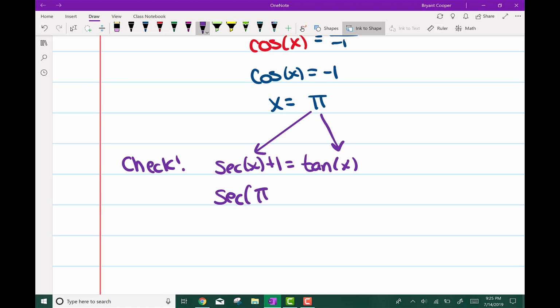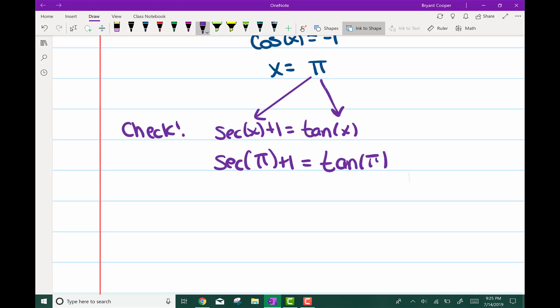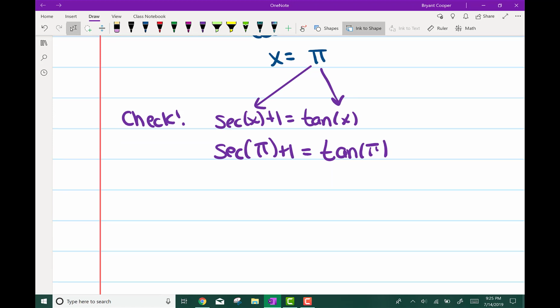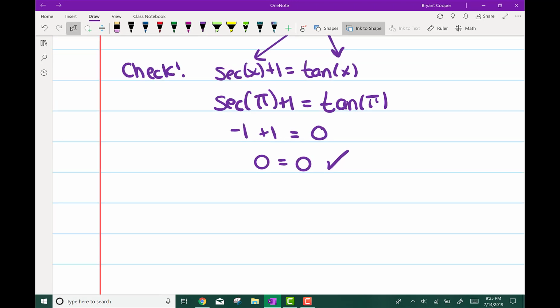So we get secant of pi plus 1 is equal to tangent of pi. And secant of pi is negative 1, plus 1. And tangent of pi is 0. So you get 0 is equal to 0. So our solution checks out, and x is equal to pi.